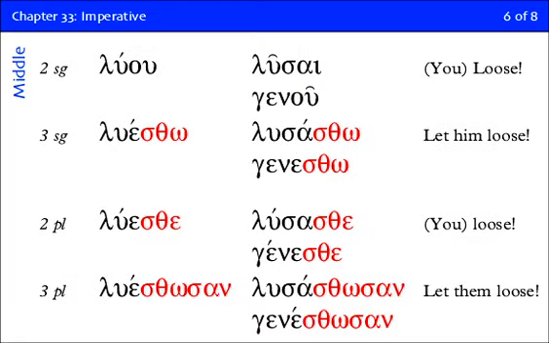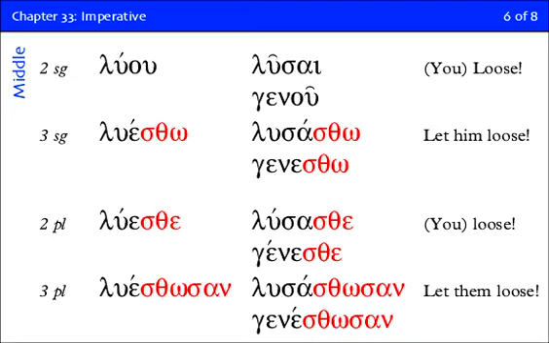When you get into the middles, same thing. Present middle is luou, luesto, lueste, luestosen. If it's a first aorist, it's lusai. What does that look like? Looks like infinitive, doesn't it? Same form, same letters between this and the infinitive. They're very, very hard to confuse in context, though.